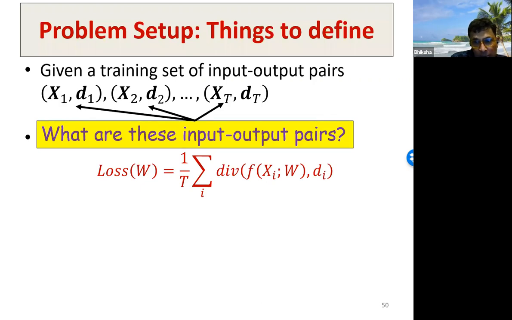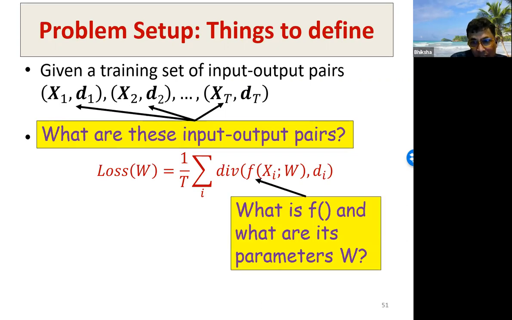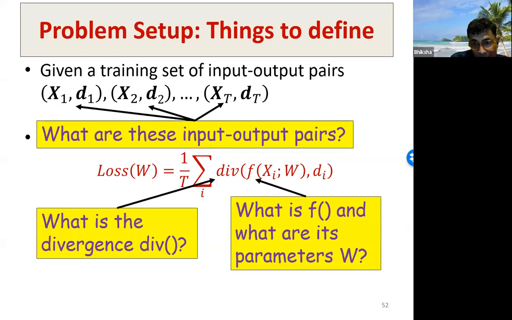What are these input-output pairs? How do we represent them? These I haven't clarified. What is this function f? What is it exactly? And what are its parameters? And third, what is the form of this divergence function? We have to specify all of these. Without that, we cannot specify the loss.